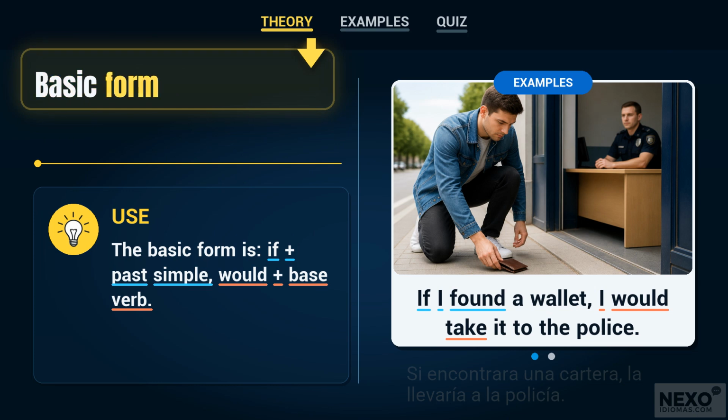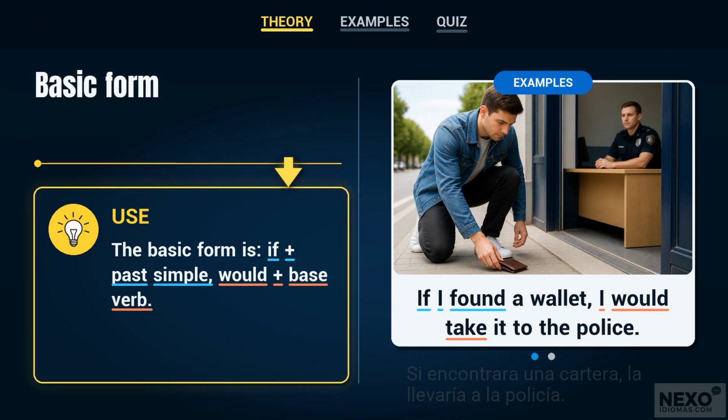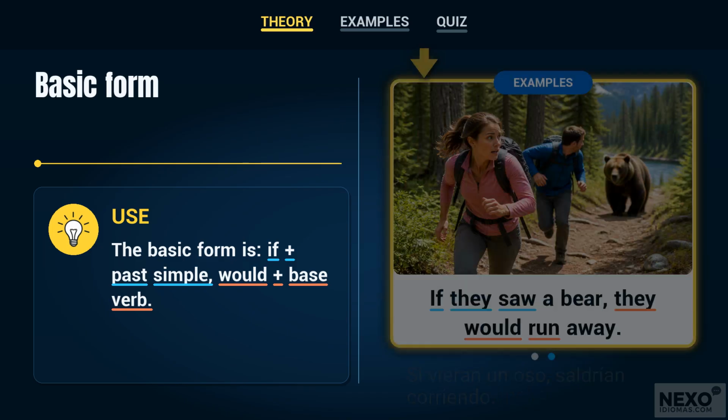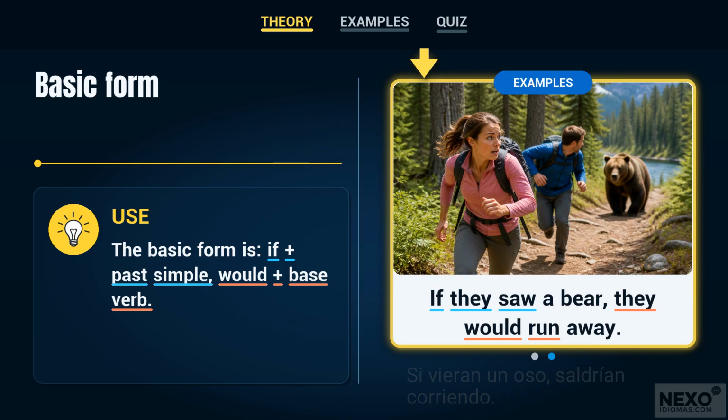Basic form. The basic form is if plus past simple, would plus base verb. Example: if I found a wallet, I would take it to the police. Example: if they saw a bear, they would run away.